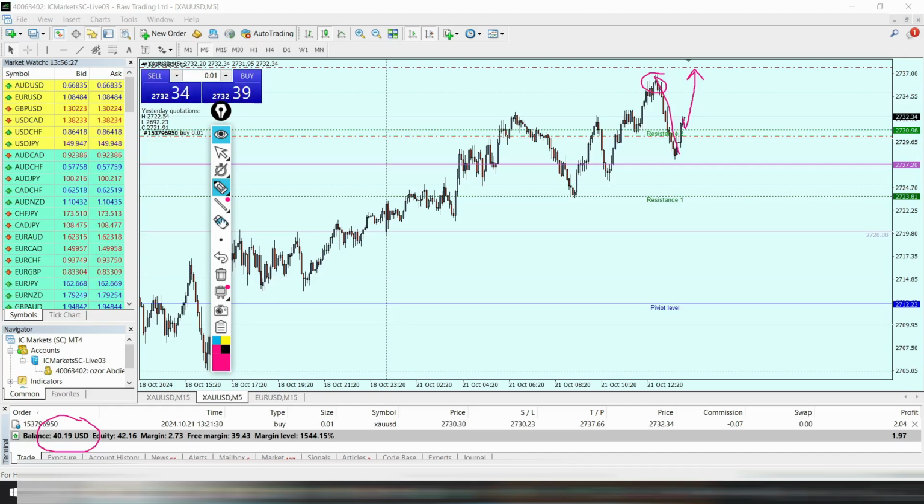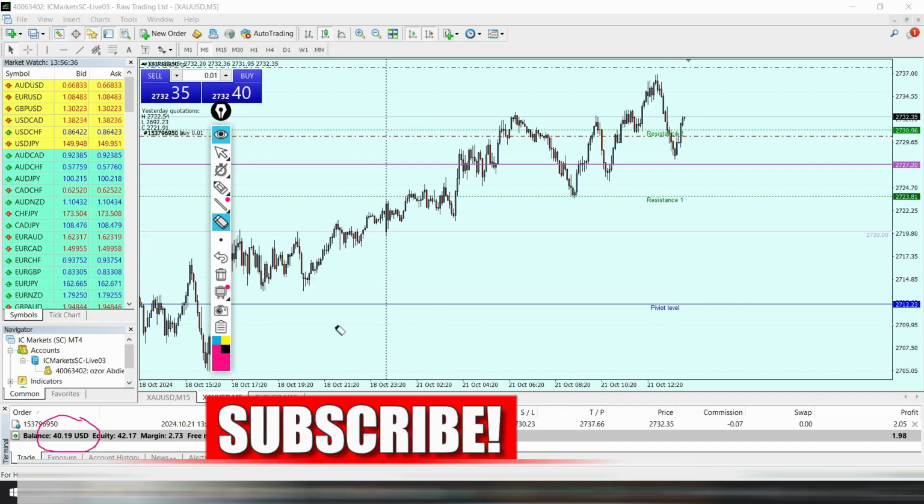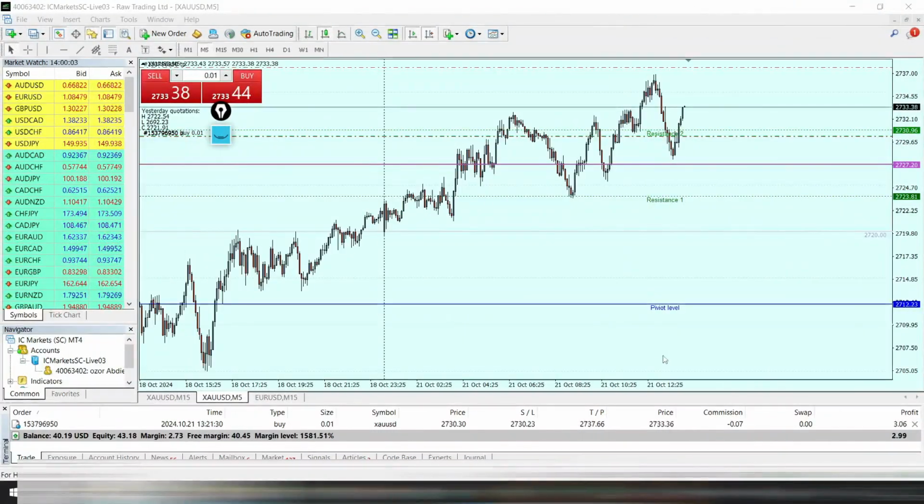So I will pause the video now and I'll come back when I'm about to enter the other two positions. So for now it's basically set and forget. So I'll be back shortly. All right, I'm back, guys, and you can see that gold is flying to the moon.